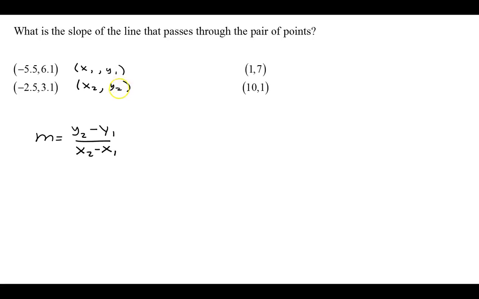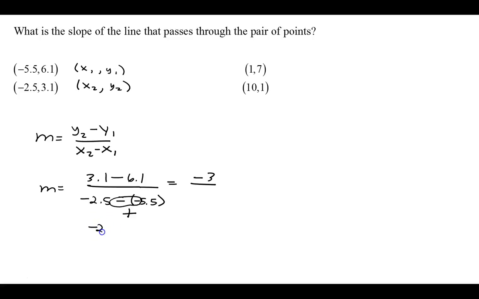Subtract the y's in the numerator: 3.1 minus 6.1. Subtract the x's in the denominator: negative 2.5 minus negative 5.5. Okay, so we then must get a negative 3 for the numerator. This double negative here is tricky. Don't let it confuse you. That's going to be plus.